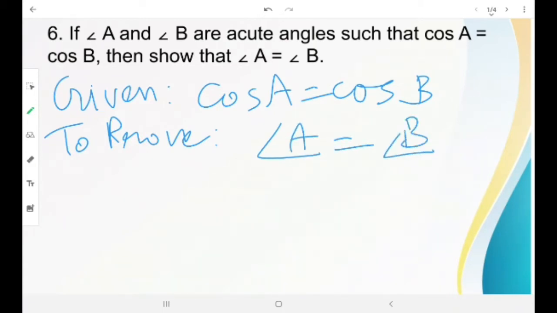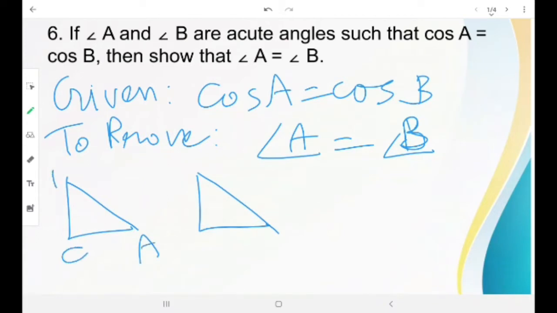Take two right angled triangles. Let the two right angled triangles be ACR and PQB. Here it is the right angle. We have to prove that angles A and B are equal using the relation cos A is equal to cos B. In this triangle we have to find cos A.